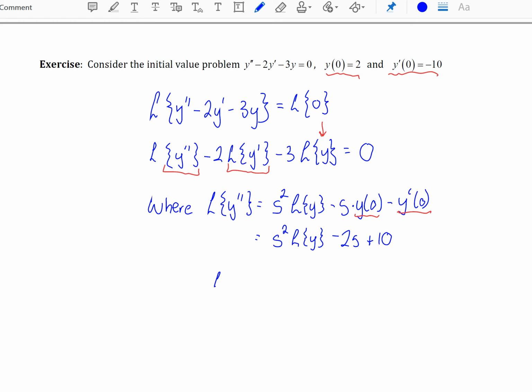Similarly, the Laplace of y prime. Our definition was s times the Laplace of y minus y of 0. But again, y of 0, this was given as part of our initial conditions. So making this substitution, we have s Laplace of y minus 2.